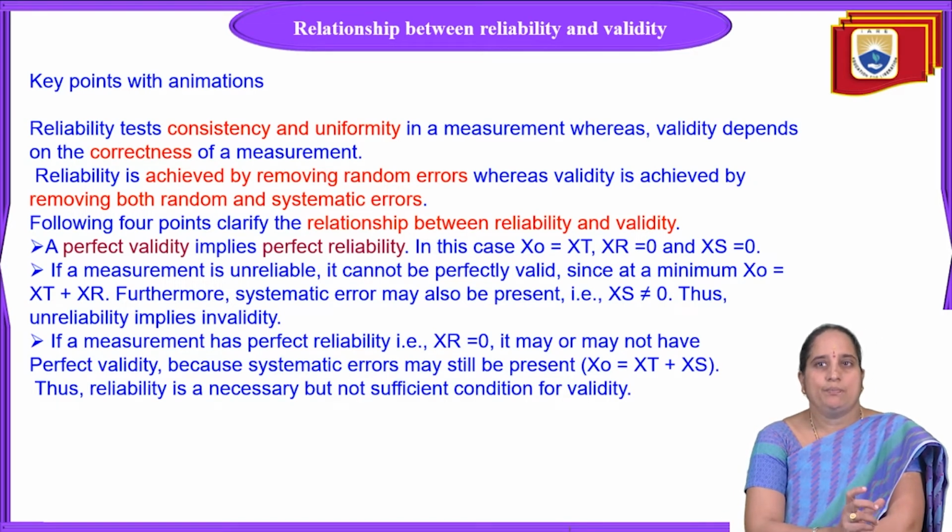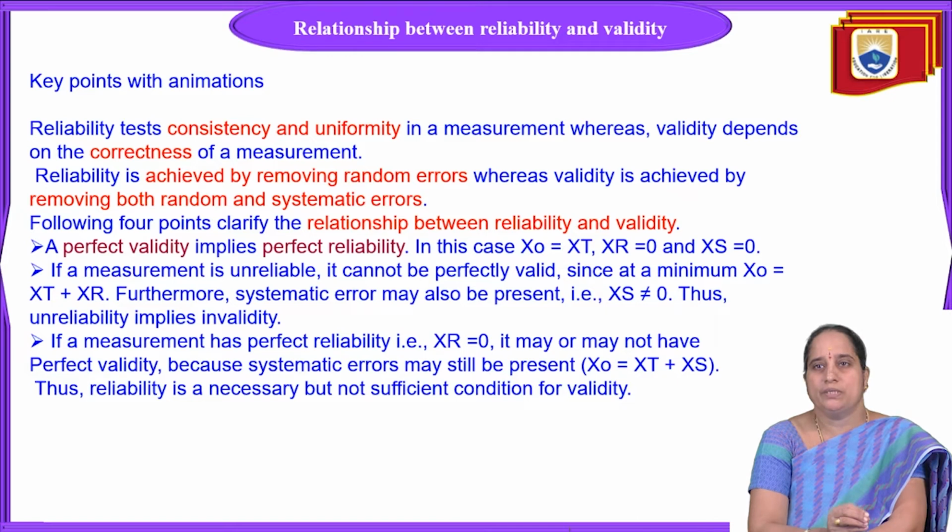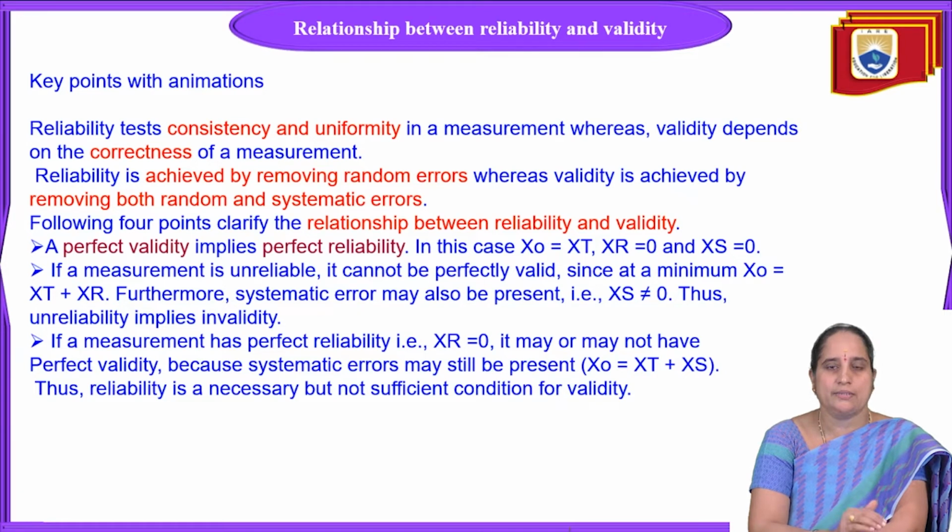And what is the relationship between reliability and validity? So reliability tests consistency and uniformity in a measurement, whereas validity depends on the correctness of a measurement. So it tells us whatever measurement you are going to use in the research, whether it is correct or not, whether you are going in the right direction or not. So reliability is achieved by removing random errors, whereas validity is achieved by removing both random as well as systematic error.